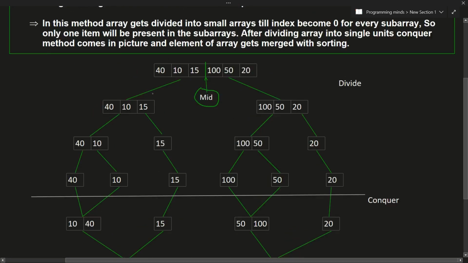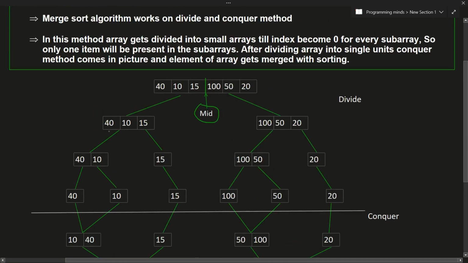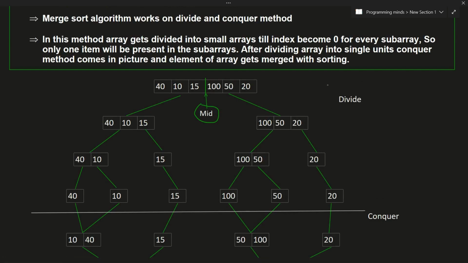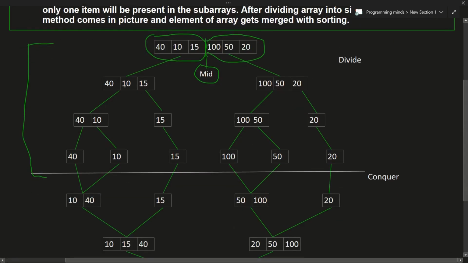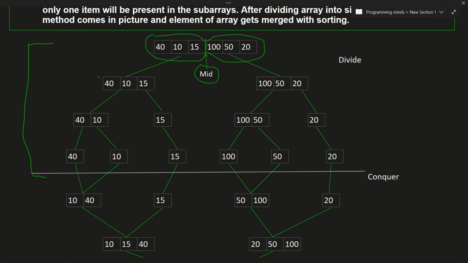So we have divided the array into two subarrays, one with 40, 10, and 15, and another with 100, 50, and 20. So this is the whole divide method we have done till here. This is the first array, and this is the second array. After that, we will again calculate mid by using recursion in the C++ program, and we will divide this array also, like 40 and 10, and 15.